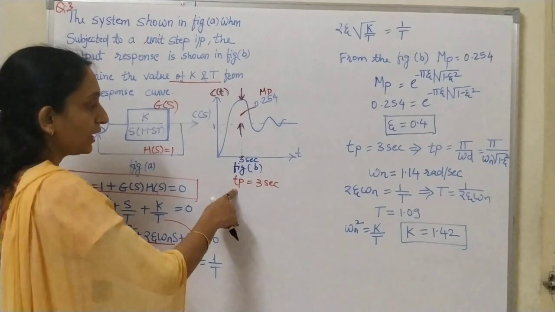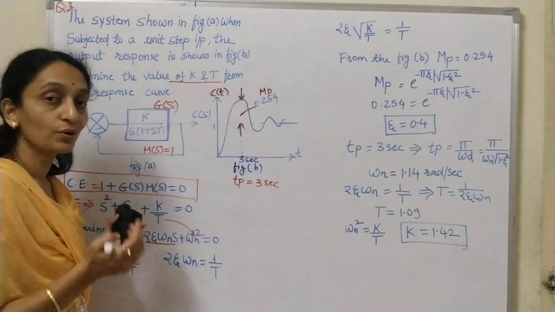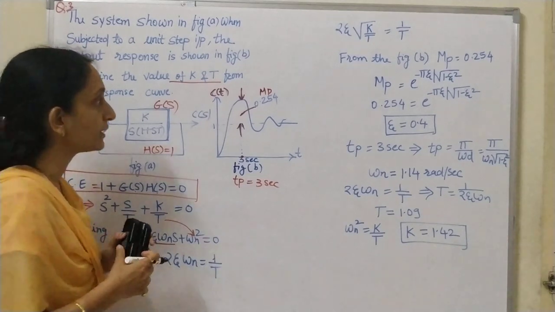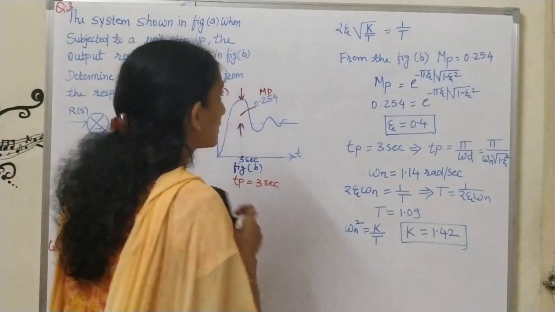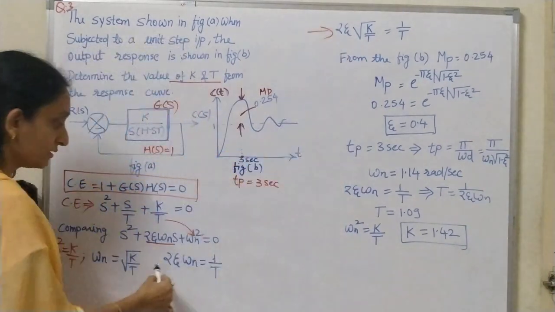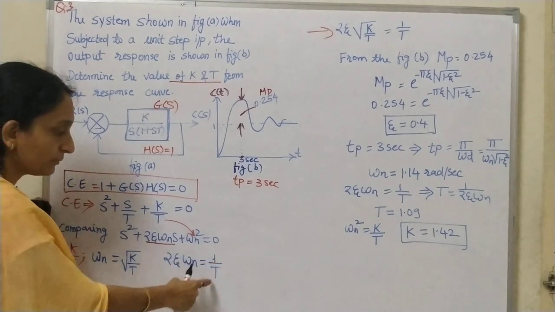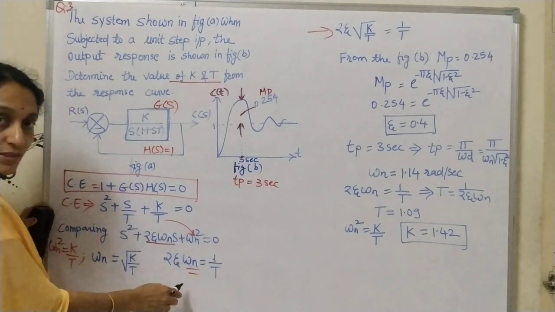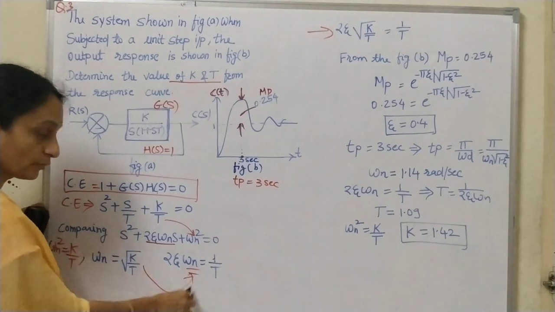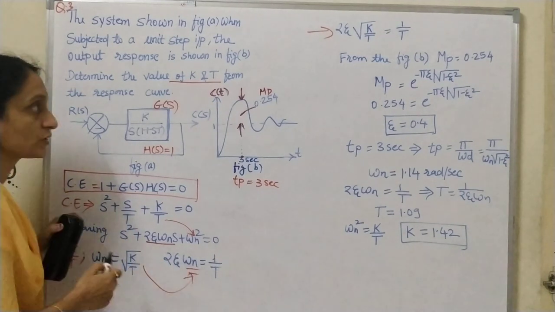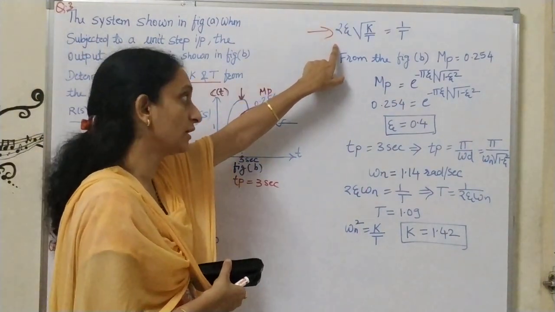So what we have is TP, we have MP. So you can apply that formula. First of all I will apply the formula for omega n. Look at this. Here this step is a rearrangement of this step. Look at this: 2 zeta omega n equals 1 by t. Here I have substituted omega n is equal to under root of k by t. So this is the rearrangement of the previous equation.